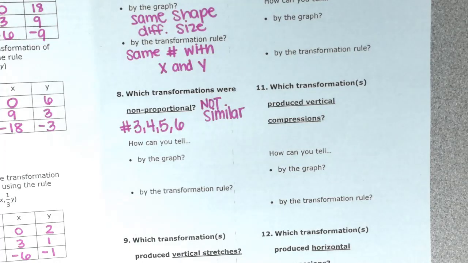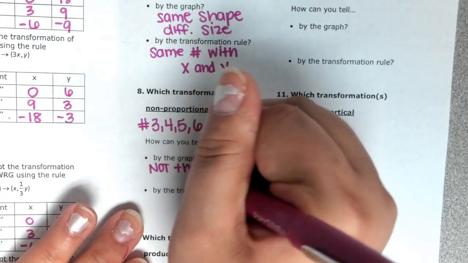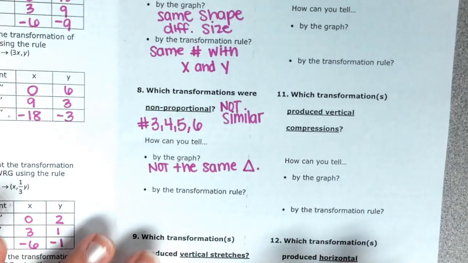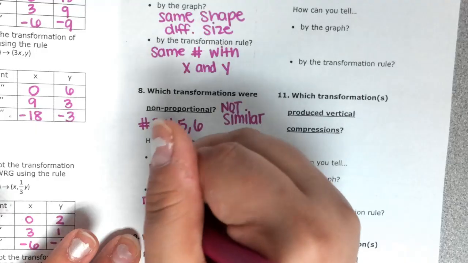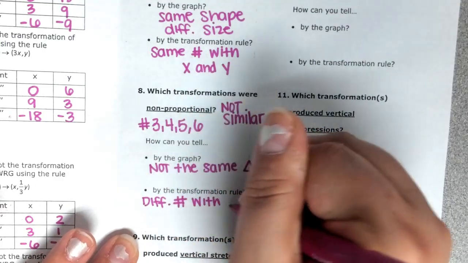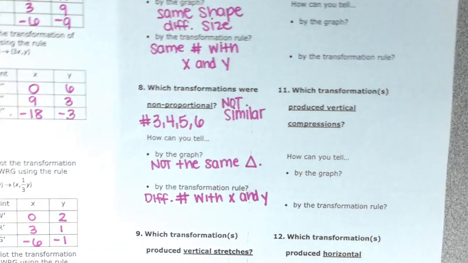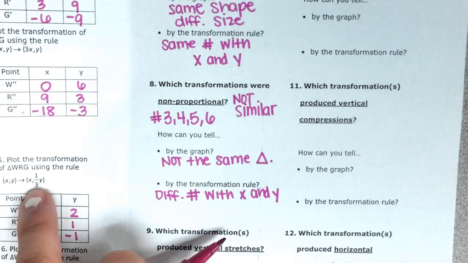How can you tell by looking at the graph? Not the same shape. Or not the same triangle. What about the rule? There's a different number with X and Y. So even though there's no number in front of this x, what number is actually in front of that x? A 1. So this one has a 1, that one has a 1/3. There are different numbers with x and y.